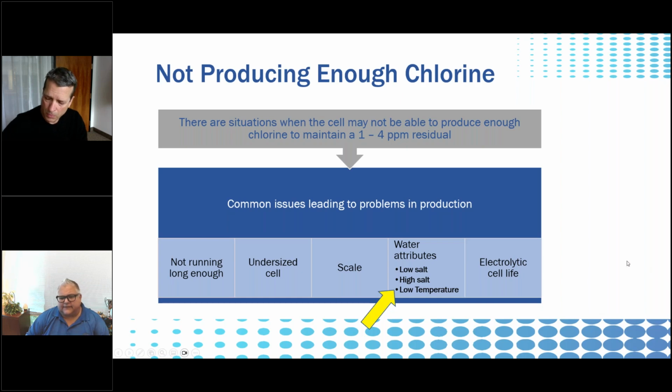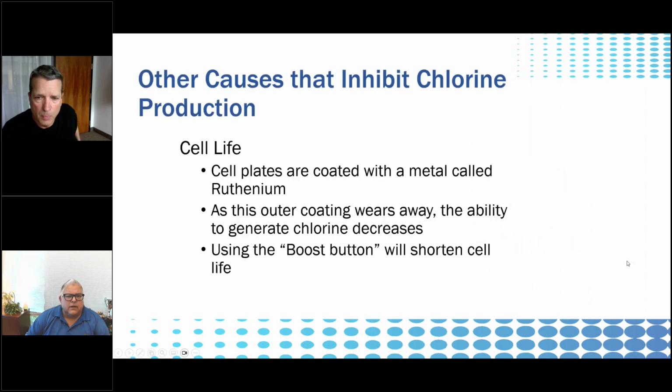And then finally, the cell life itself. You know, cells, they wear out. Those metal plates that we rely on to move electricity, they're coated with a metal called ruthenium, and that ruthenium is an important part of the process of moving that electricity through the water. That coating wears away, and as it wears away, we move electricity a little bit less, and ultimately, we get to the point where we're not moving enough electricity to sanitize the pool. That just means the cell's worn out and you have to replace it.